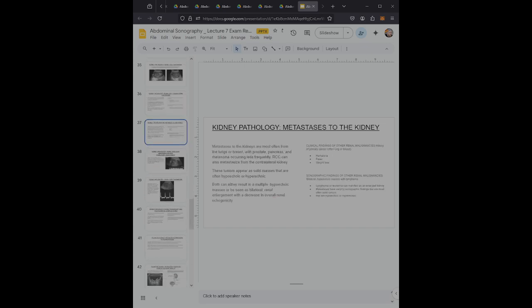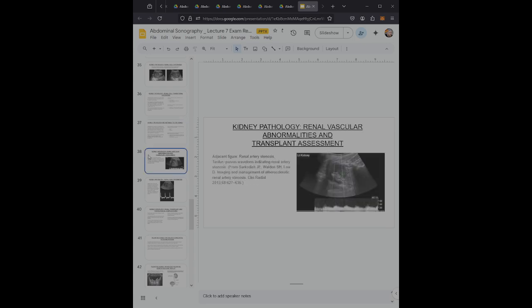Metastases to the kidney, these are often from the lungs, the breast, the prostate, or the pancreas, and they may be bilateral, or we can have lymphoma and leukemia manifesting together with enlarged kidneys. Metastases have varying sonographic findings but are most often solid tumors.